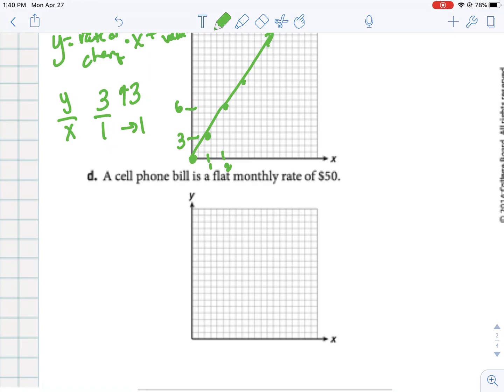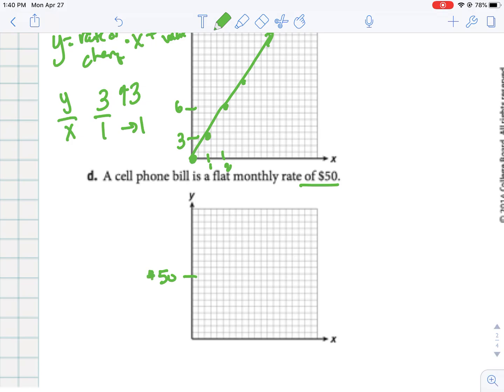All right, and then the last one says your cell phone bill is a flat monthly rate of $50. So it doesn't matter how many minutes you use, how many text messages you send, how much data you've used, Snapchatting or making fun TikToks. It says your monthly rate is always $50. So it doesn't matter how much you do. So each month it's going to be $50.